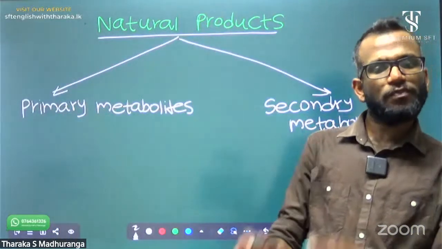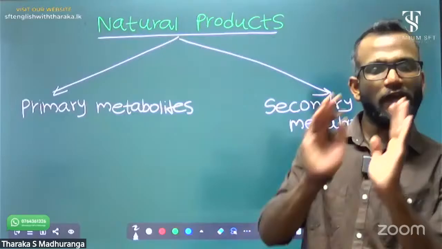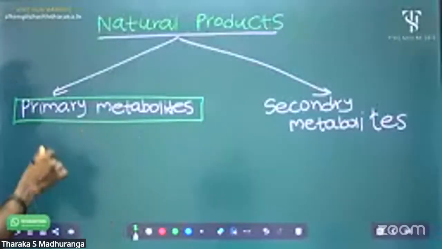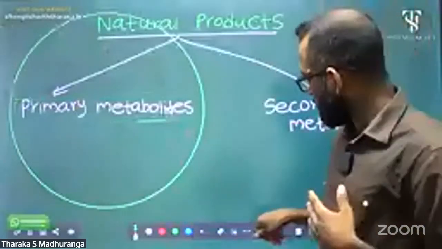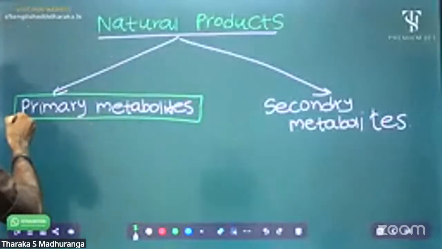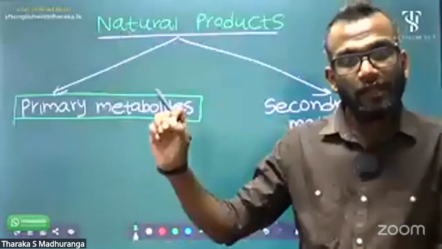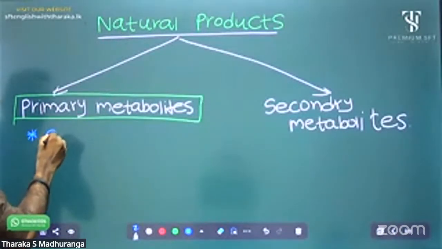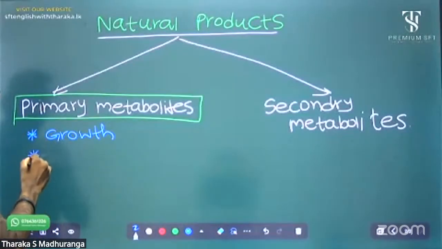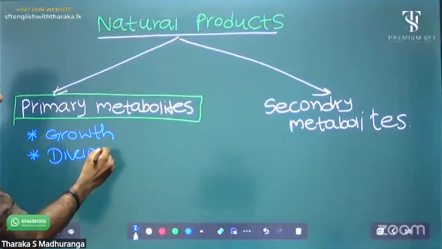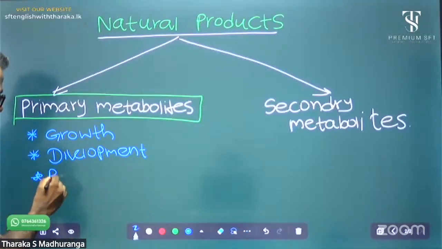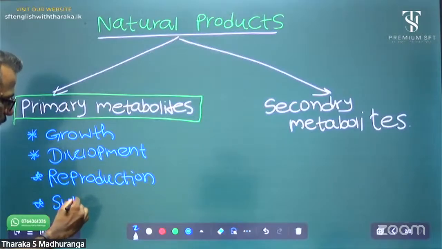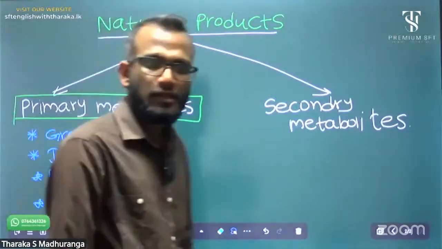What is the meaning of primary metabolites? Primary metabolites are produced by all organisms, and they are directly involved in the growth, development, reproduction, and survival. Very important.